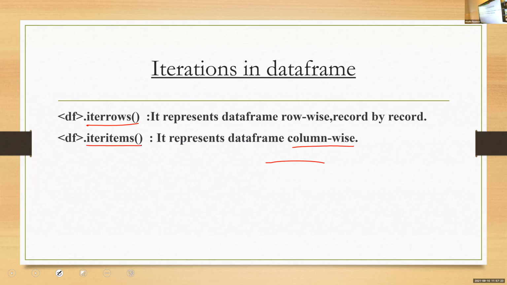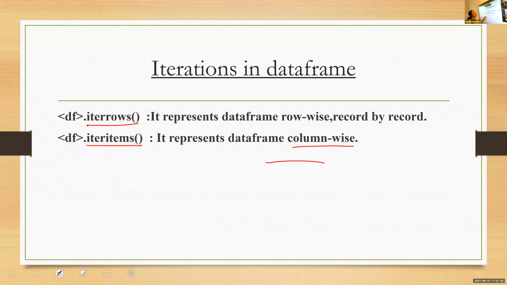Iteration means a repeated process. So iterations in data frame means if we want to display rows step by step, first I want to display the first row, after that the second row, then the third row. That process happens using iterrows.